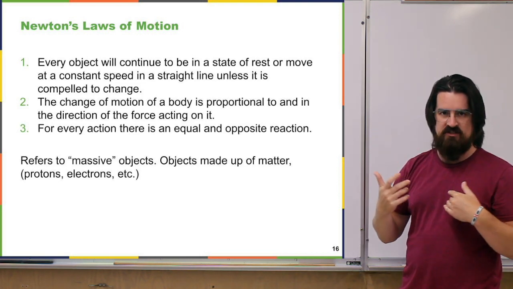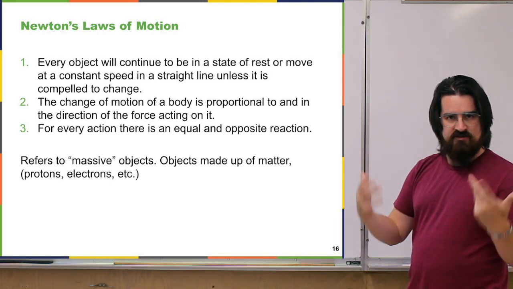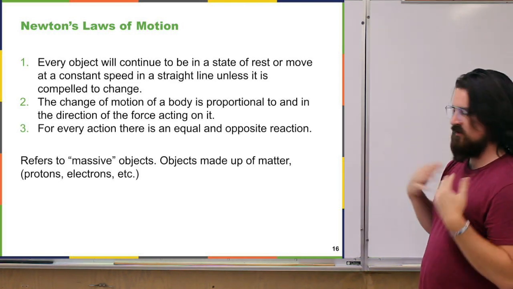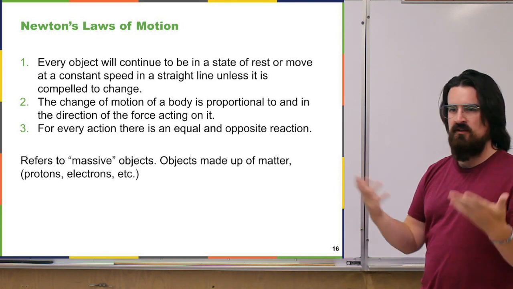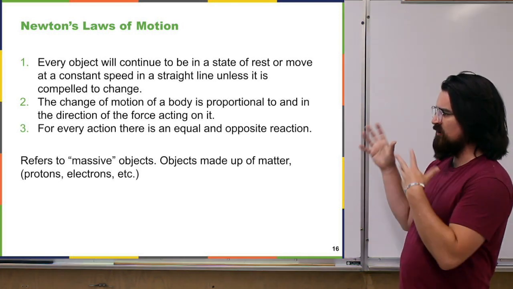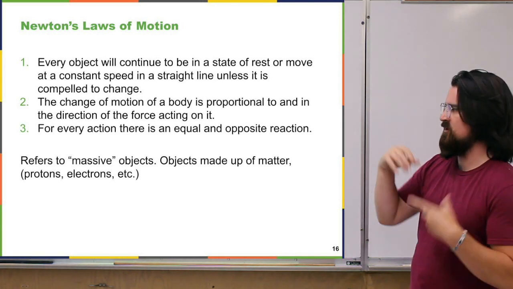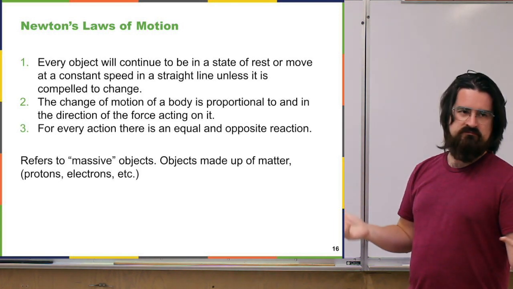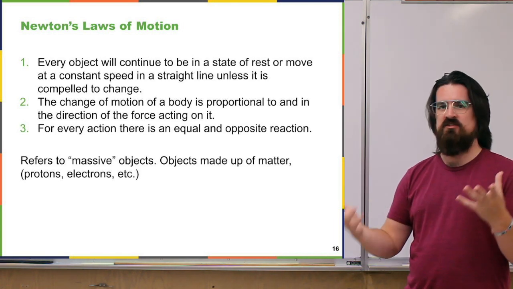So Newton's laws of motion refer to what we call massive objects. That means these are objects that are made up of matter, like protons, electrons, atoms, molecules, the stuff we're made up of, stuff we deal with in our day-to-day life. So how massive an object is, we measure by something we call mass. How much mass does an object have?